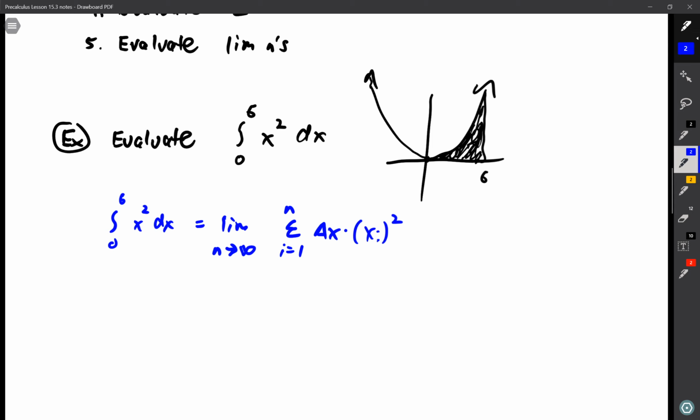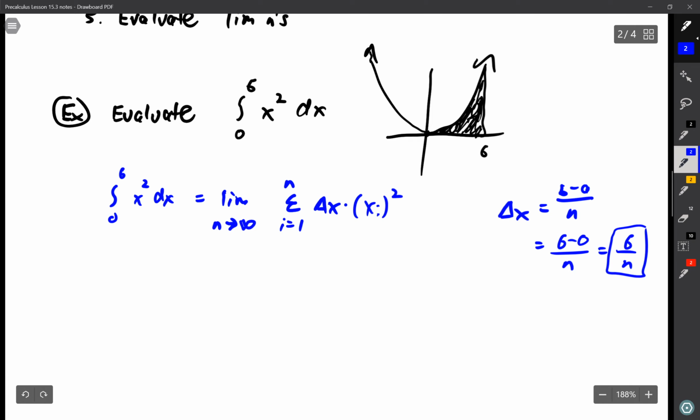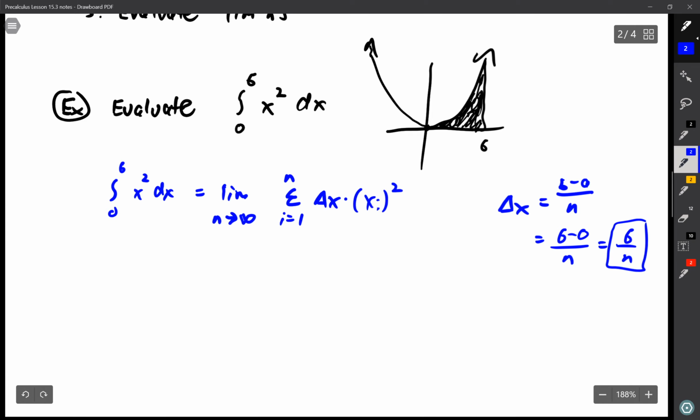Okay, so let's find delta x. Delta x is b minus a over n. So this is 6 minus 0 over n, which is 6 over n. I'm going to hang on to that. So if we were splitting this into 10 rectangles, the width of each rectangle would be 6/10. We are splitting this into an infinite number of rectangles. So the width of each rectangle is 6 over approaching infinity.